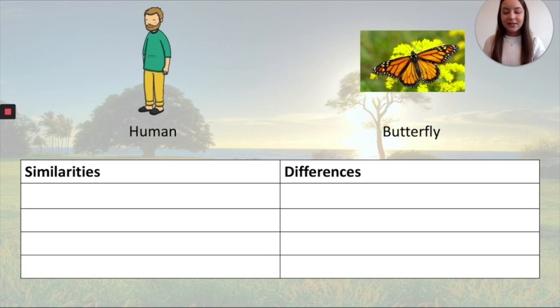Any way you want to lay it out in your book is fine, as long as all of the information is on the page. So have a think about what the similarities and differences are between humans and butterflies, and pause the video here so you can write your ideas down.